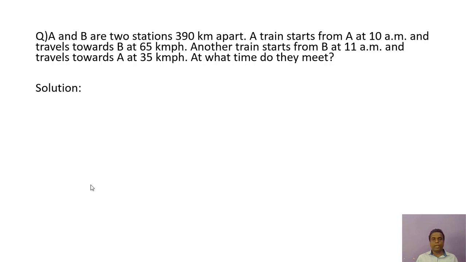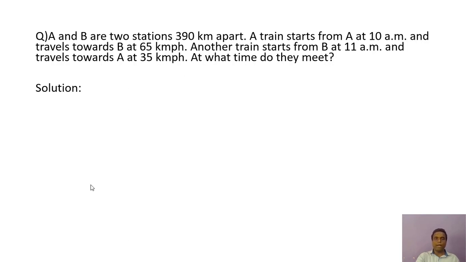See children, in this question there are two different stations, and from the two different stations, two trains travel in opposite directions. It means they are on the verge of meeting each other. Okay, so now both the trains travel. They meet at a certain particular point. So consider them as train A and train B. The distance traveled by train A is x kilometers, and the distance traveled by train B is y kilometers. So what is the total distance? x plus y is 390 kilometers, right?